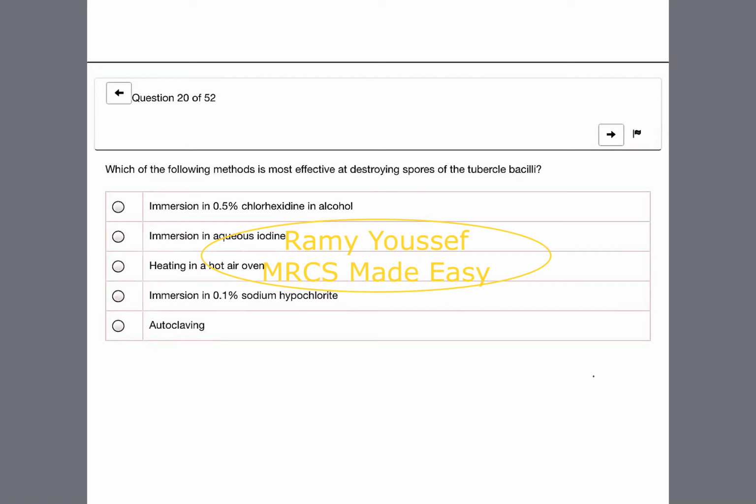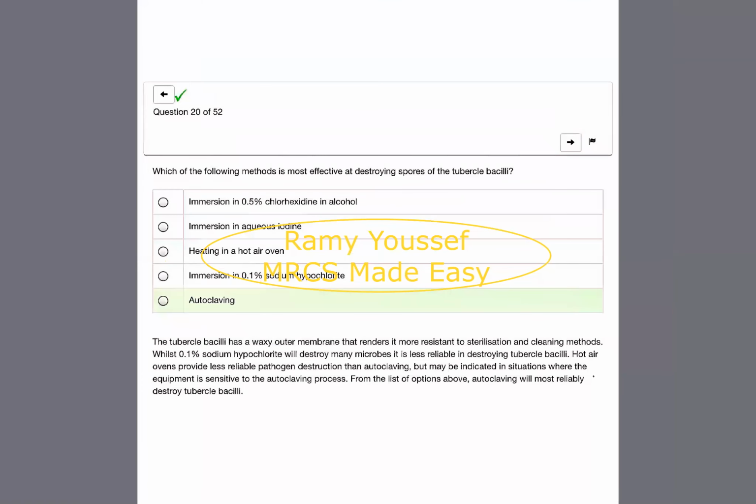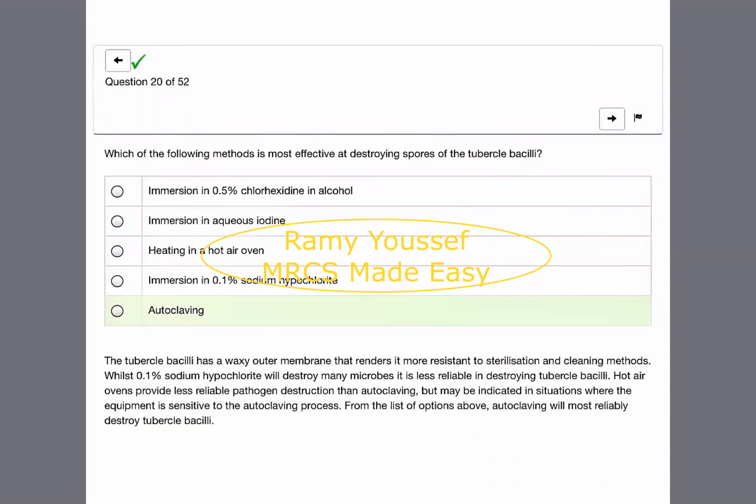Yes, exactly. Spores of the tubercle will be destroyed only by autoclaving. It will be only by autoclave.